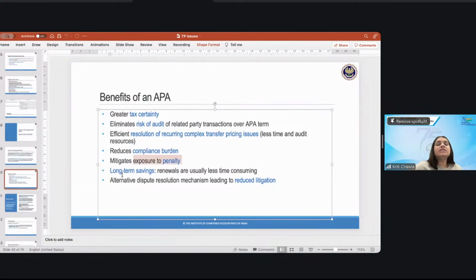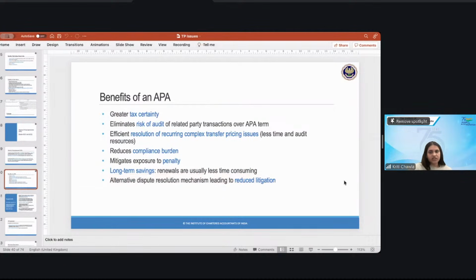Mitigates exposure to penalty. Then there are long-term savings, because renewals are usually less time consuming. Now, I'm going to talk about the fixed term of APA, and then I will talk about renewals also. And this is an alternate dispute resolution mechanism leading to reduced litigation, because this is a modern technique of reduction of disputes when it comes to transfer pricing cases. So that's basically an APA. This is something which is specific to transfer pricing issues.